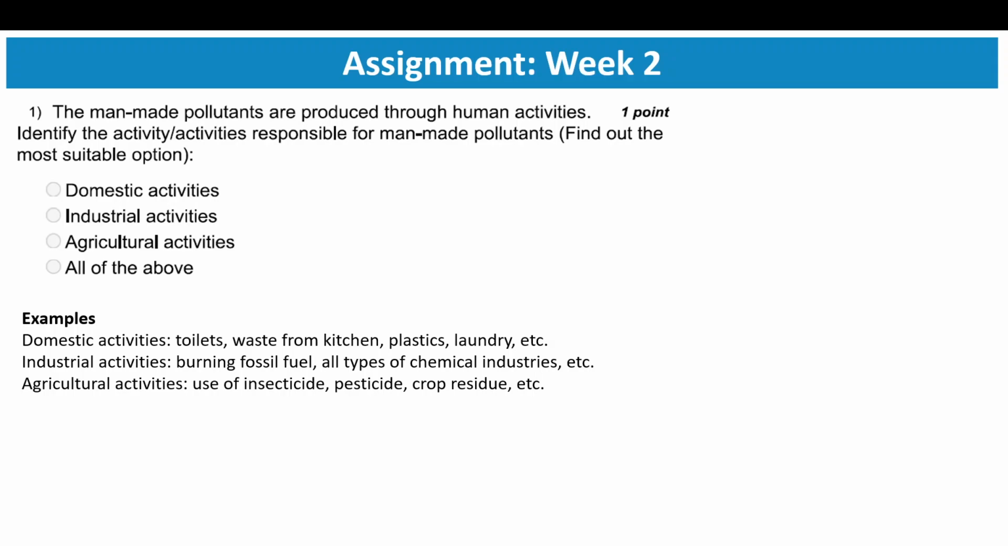For example, domestic activity includes toilet waste, waste from kitchen, plastics, laundry waste, etc. Industrial activity will result in burning of fossil fuel and all types of chemical industry. This will result in man-made pollutants. Agricultural activities will result in pesticide, insecticide, some crop residue. So all of the above is the correct answer.